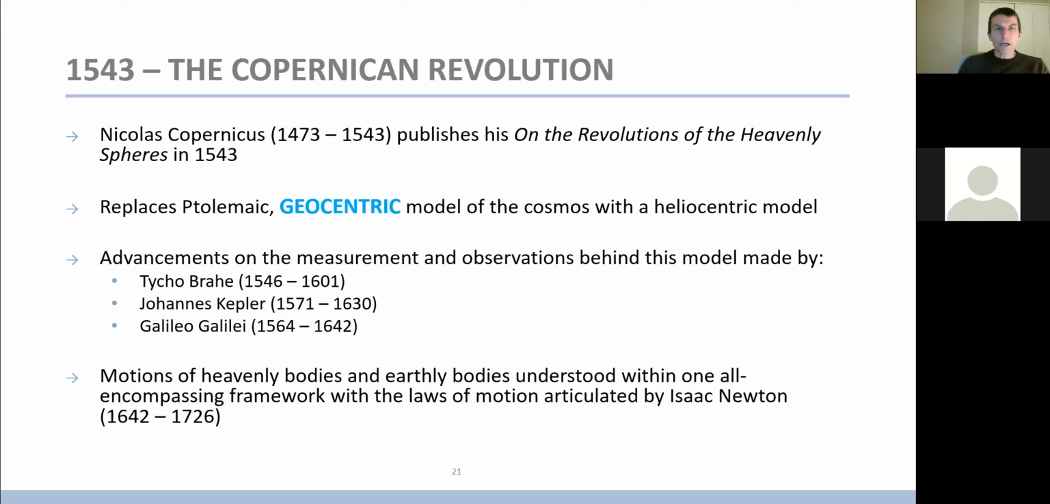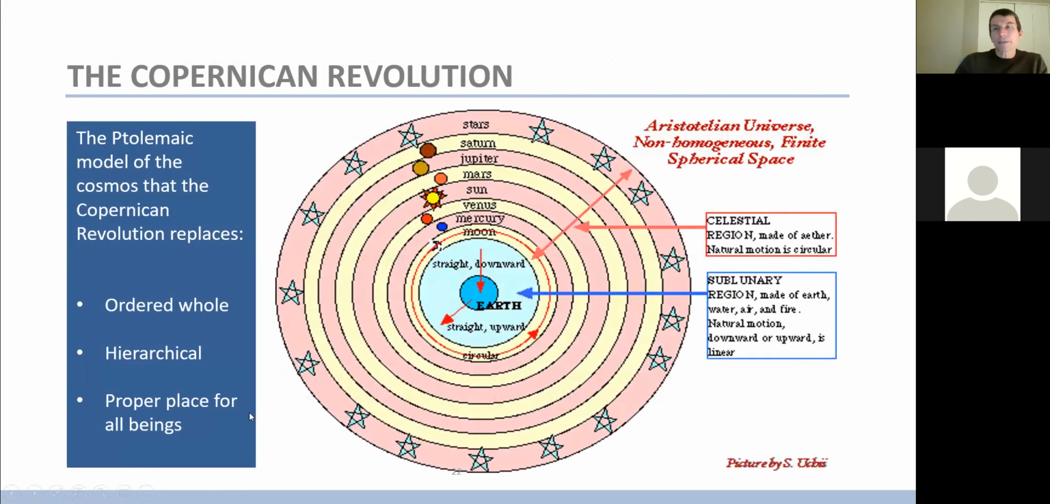Tycho Brahe, Johannes Kepler, and Galileo built on that and perfected that model. And then obviously with Newton, we can understand those movements within a comprehensive mathematical framework, and it makes sense mathematically now. So here's a reminder of the geocentric cosmos that the heliocentric cosmos replaces. It replaces what had been this hierarchical ordered whole. That was the way a classical world would think about things: everything has a place.